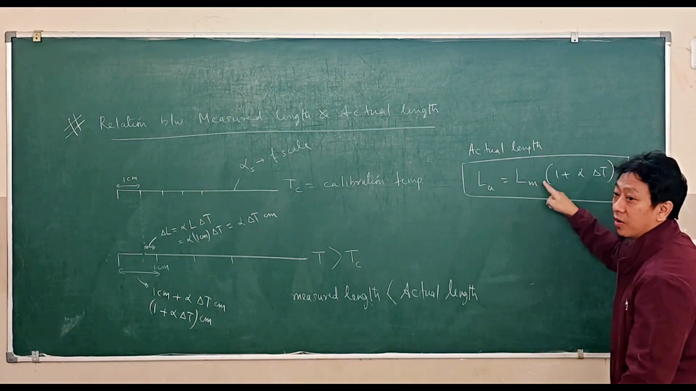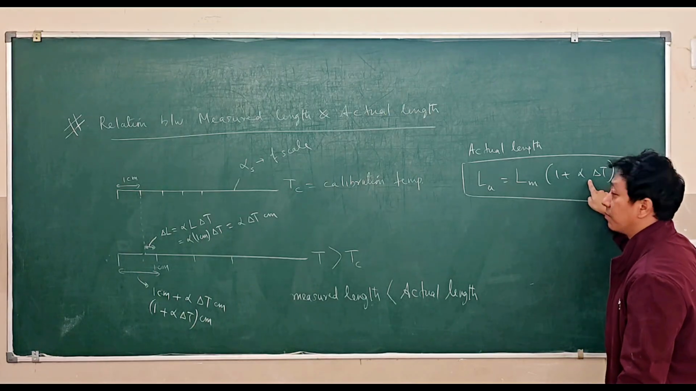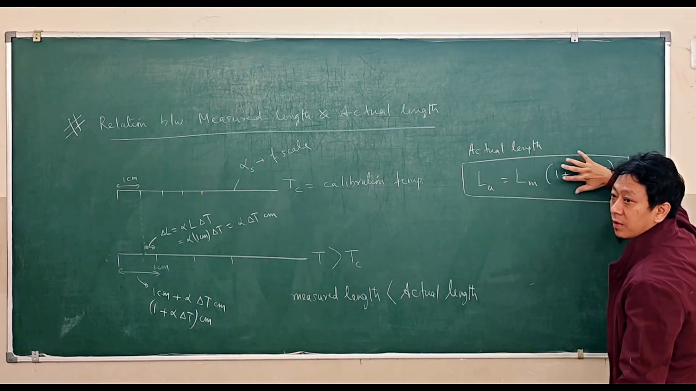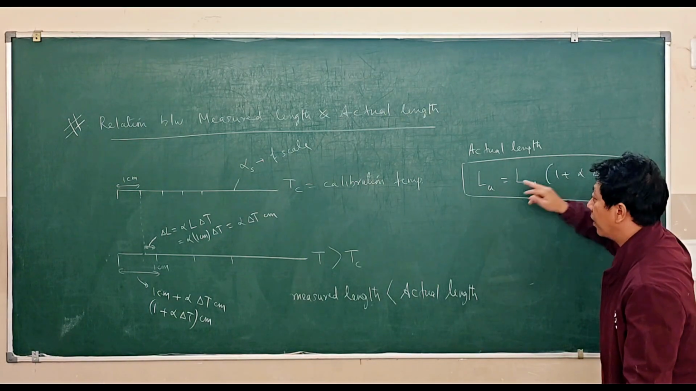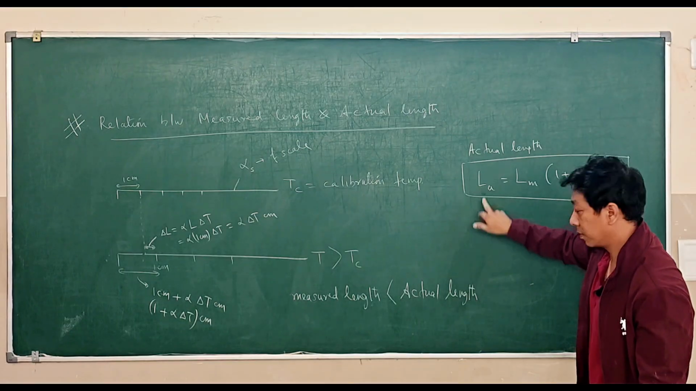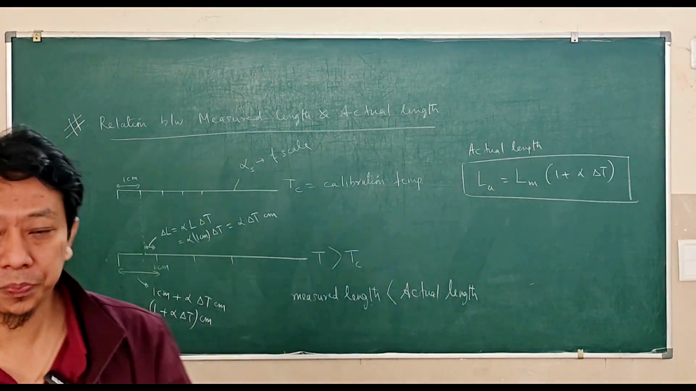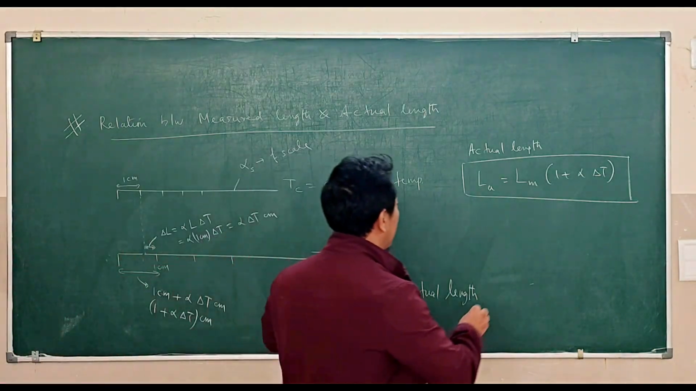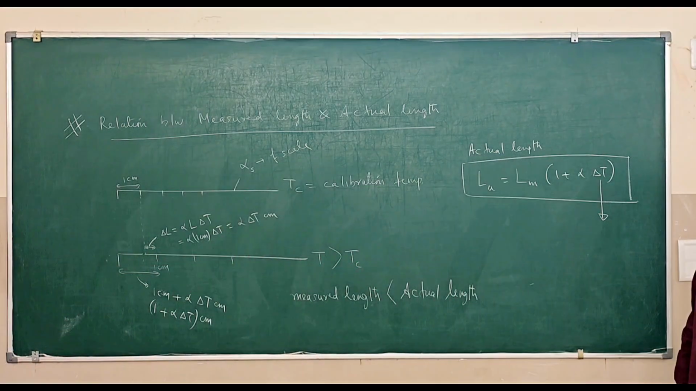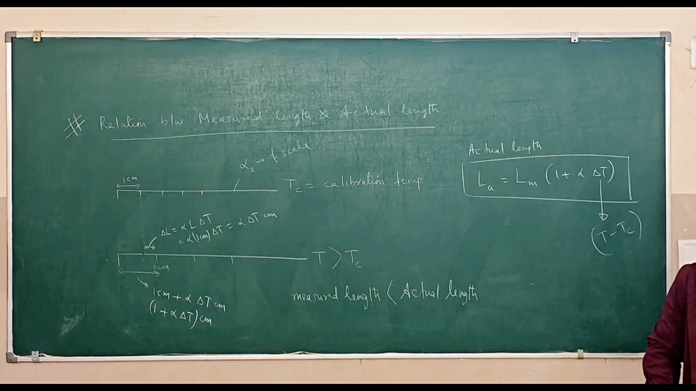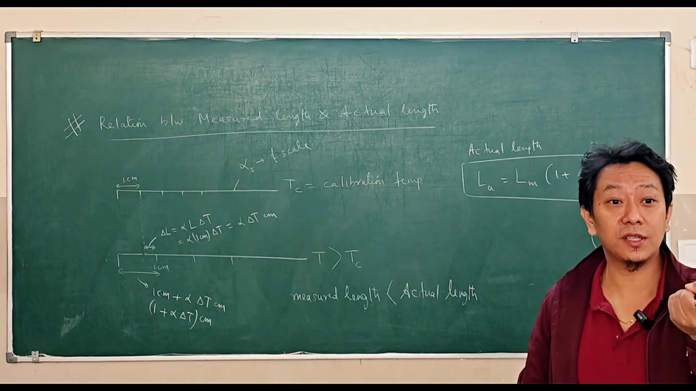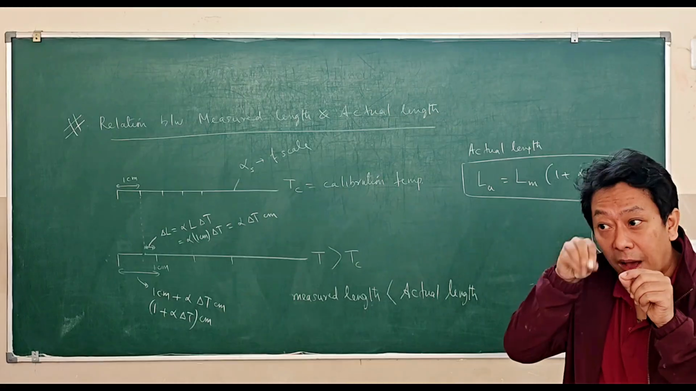This is more than 1, no? See, you are adding 1 with something, so this is more than 1. So you have to multiply with more than 1 to get more. So that way I used to remember as a student. Acha, who is delta T here? Quickly. T minus Tc. T is the temperature at which you did measurement. Tc is the temperature at which marking was done.